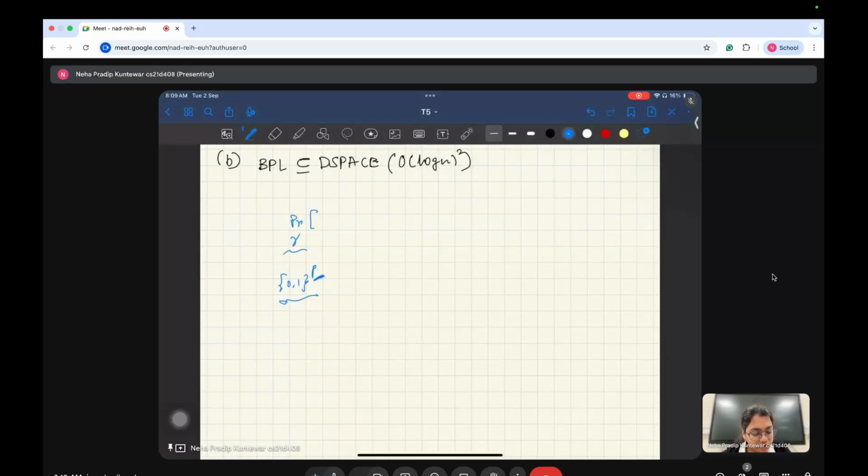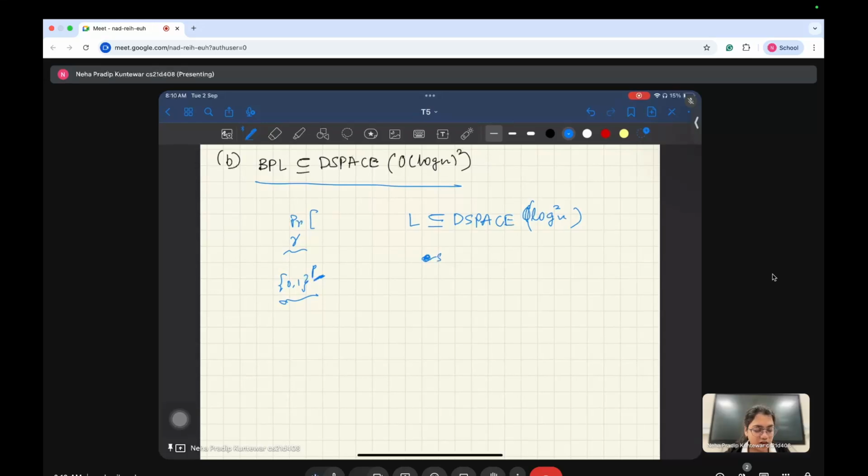But we've seen something very similar to the statement that's written here. So we know that L is contained in DSPACE of order log square n. This is something that we've seen earlier. So the idea is actually going to be very similar.